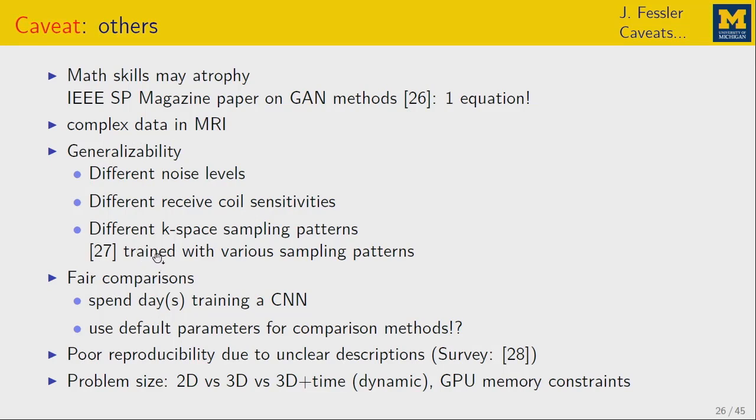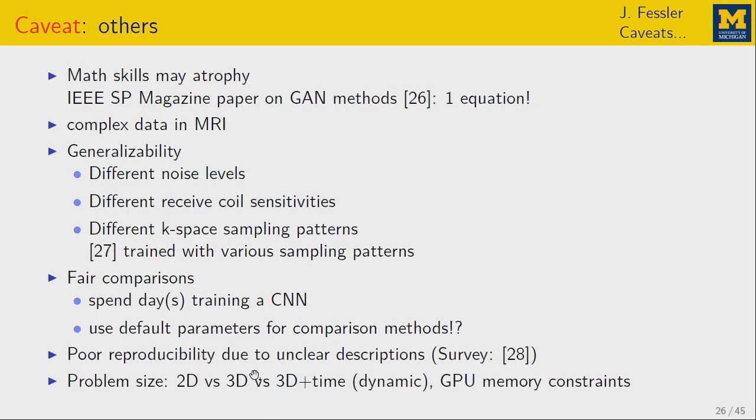I also want to make a comment about fair comparisons. People will spend days training their CNN, but then they'll use the default parameters for some comparison method. That might not be a completely fair way to do a comparison. A recent survey paper pointed out that a lot of the papers in this field aren't described completely enough to really reproduce the results. So when you're reviewing papers or writing papers, try to make your descriptions complete.